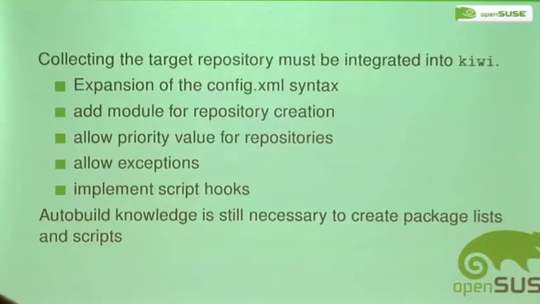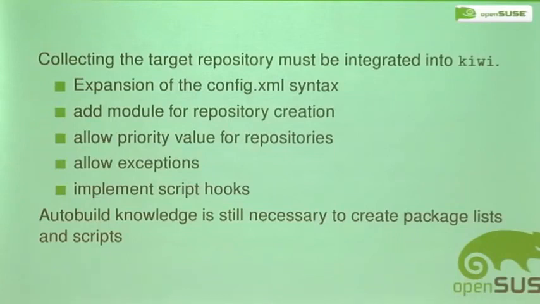The new approach will be that we have a Kiwi module. We have to expand the syntax of the config XML and put more information into it. This is already done. I'm working on a module that evaluates this data and creates the repository, which is still work in progress. And we have priority for repositories, for when you have 10 repositories and files which are in every repository, and you want to take one from a special one.